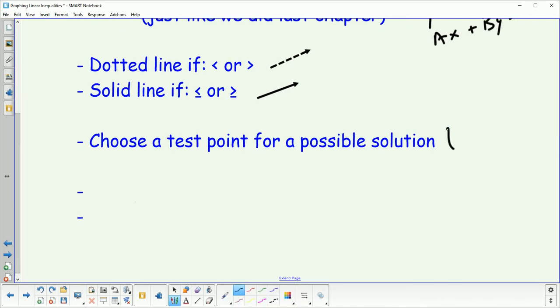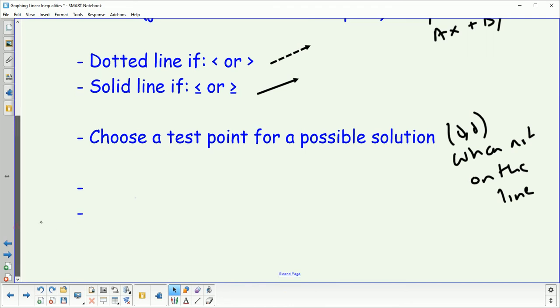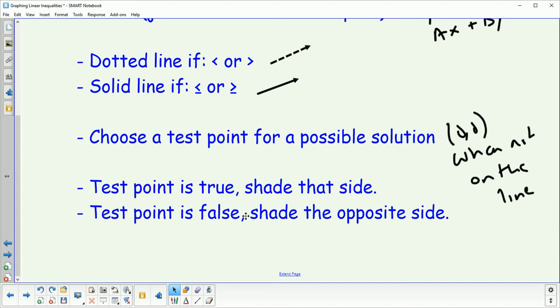Now the easiest one to choose is (0, 0). Plugging both those in, things are going to simplify really easy. But remember, we can only use this when it is not on the line. Okay, so if it's on the line, you're going to definitely have to choose another point. So two things are going to happen. Either we're going to get a test point is true, which means we shade that side. So if the test point is on the right of the line, you shade that side if it's true. If the test point is on the right of the line and it's false, then you shade the other side, the left side of the line. So whether it's true or false determines whether you shade the same side or the opposite side.